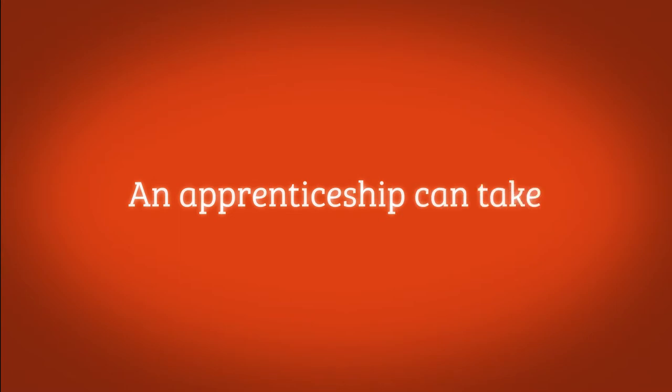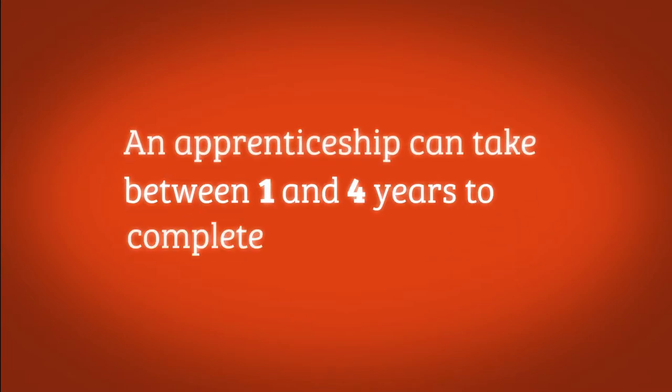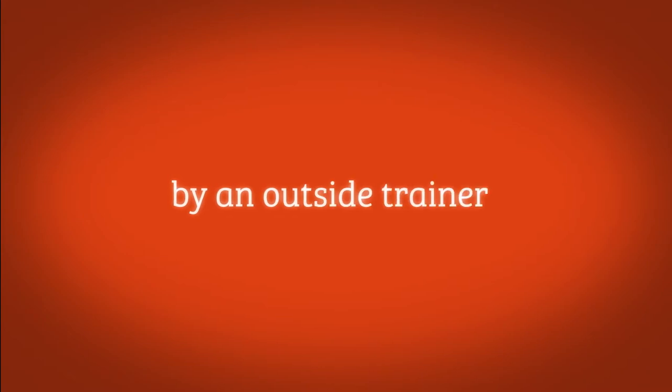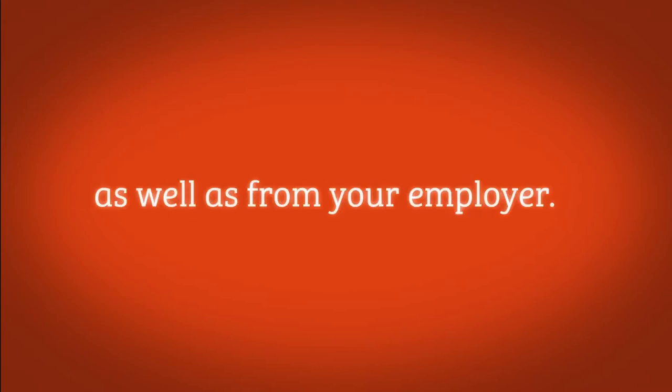An apprenticeship can take between 1 and 4 years to complete, and there are a number of levels to cover whatever stage of development you're at. You get specialist support by an outside trainer, as well as from your employer.